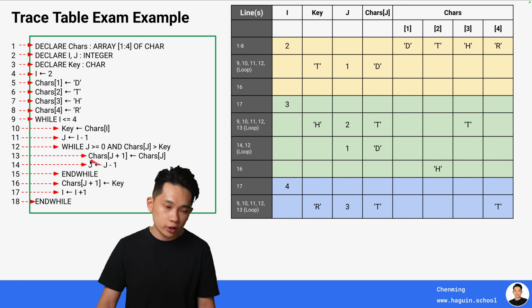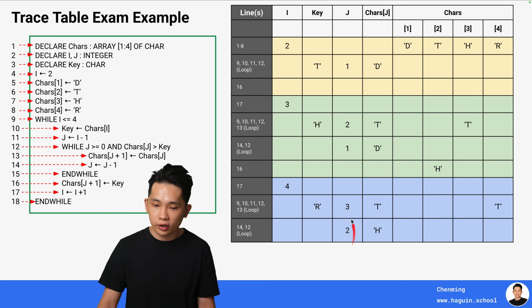And then j is equal to j minus 1, so 3 minus 1 is equal to 2 here. And then, if you look at this here, we go back to the top here, look at this 12 here. While j is more than or equal to 0, yes, so right now j is 2. And then does char j more than key? So what is j now? j is 2 here. So char 2 here, which is this latest value, h here. So we put h here. Is h more than the key, which is r here? The answer is no. So we will exit this loop here and then come to line 16 here.